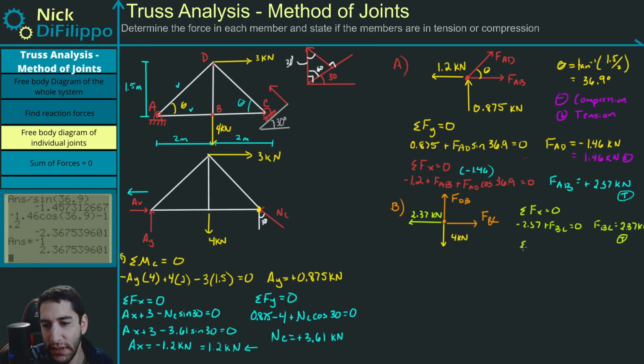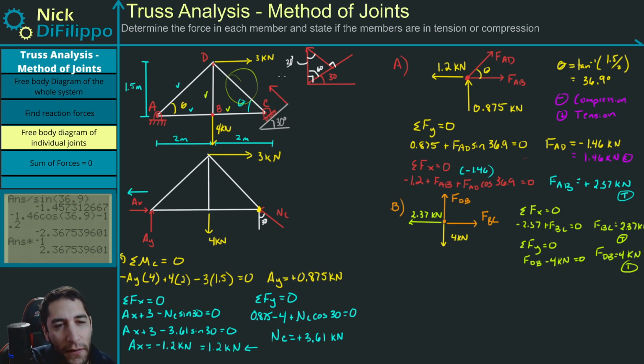If I sum my forces in the y, this is equal to 0. I get FDB minus 4 kilonewtons is equal to 0. So FDB is equal to 4 kilonewtons. It's positive, so it's also in tension. So this one was really easy. Okay, and so let's check off. I know what this one is, and I know what this one is. So all I need to figure out is the force of DC.